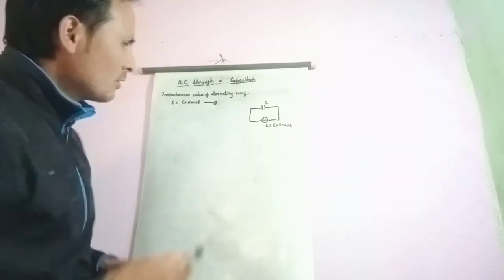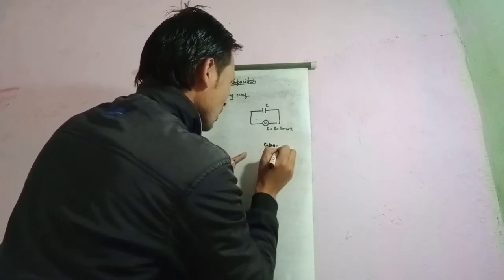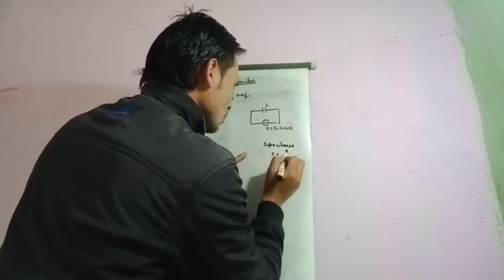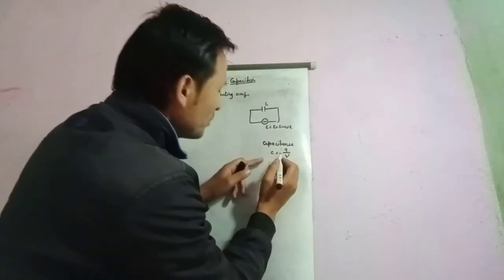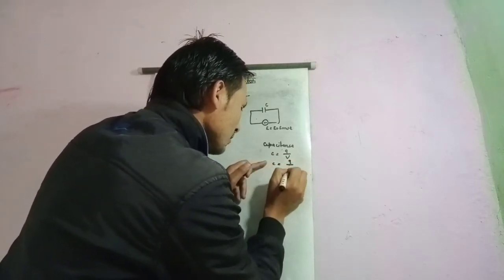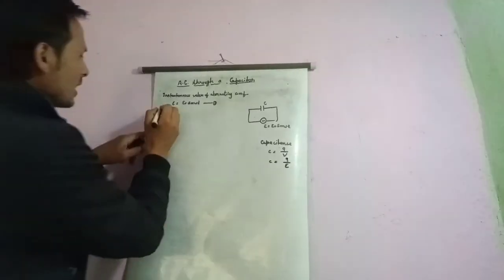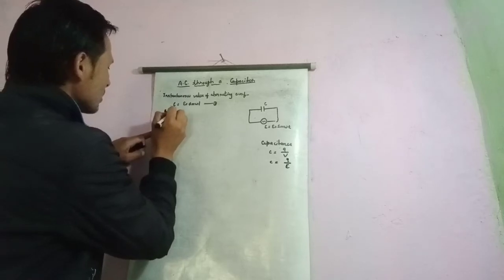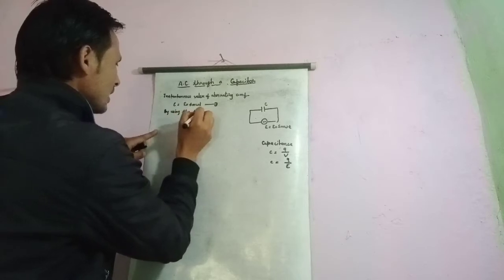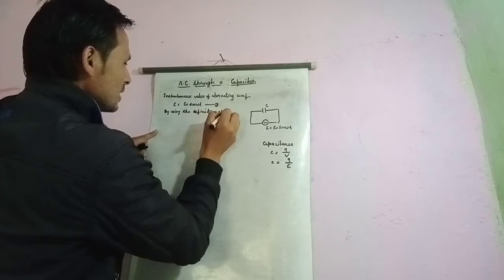Now we have a formula of capacitance. What is the formula of capacitance, students? The formula of capacitance is C equal to Q upon V. Now we will put in place of V capital E, which is the symbol of alternating EMF. Now the second step is by using the definition of capacitance.